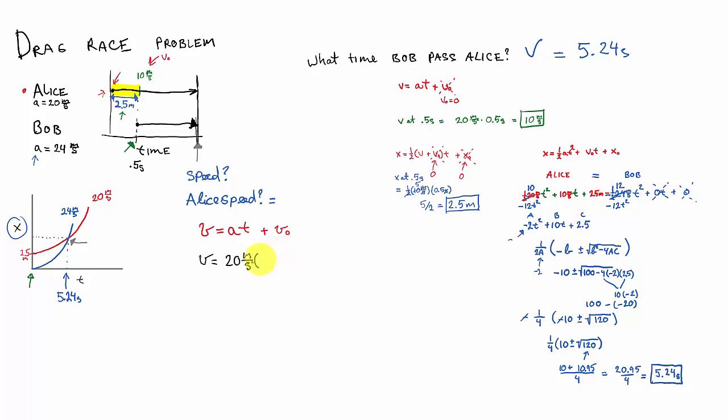Squared times 5.24 seconds plus velocity initial. Well, since we are considering everything from this time, it is 10 meters per second. So all units cross out, and we're in meters per second, which is great. And if we do our math, this is going to be 115 meters per second.